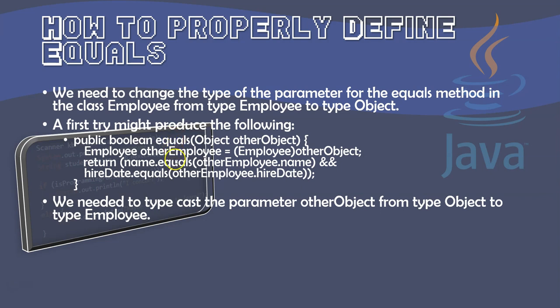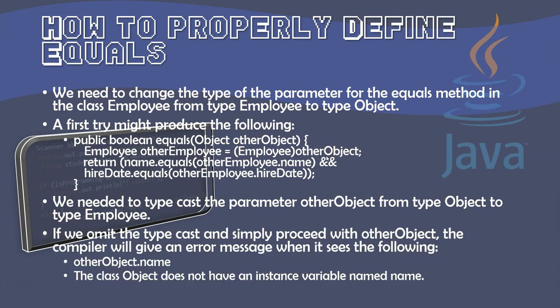Well, we need to typecast the parameter other object from type object to type employee, because you'll notice in here we have a typecast right here of employee. This is, of course, forcing this to be from an object type to an employee type. Now, if we take out that typecast, the parentheses right here, and simply proceed with other object being the way it is, the compiler is actually going to give us an error message when it sees other object dot name, because it doesn't know what that is. The class object does not have an instance variable called name.